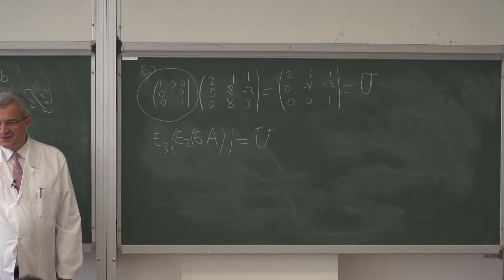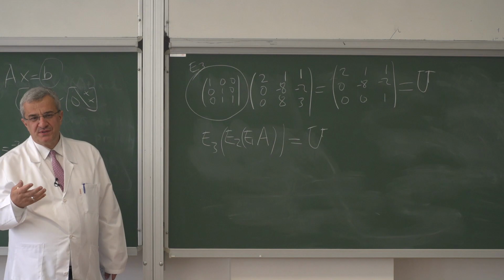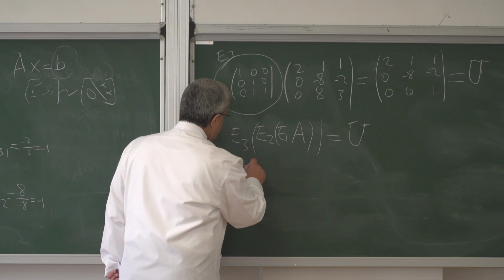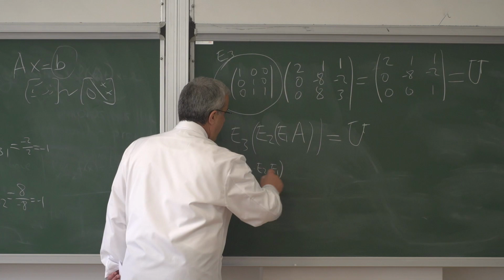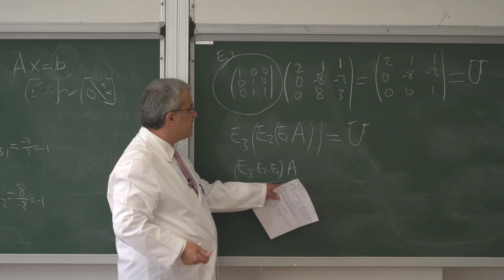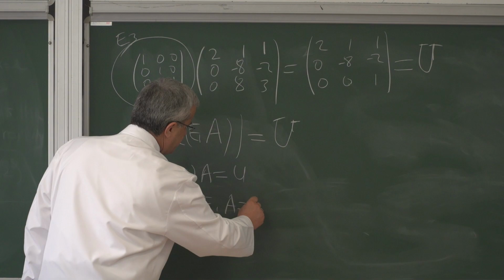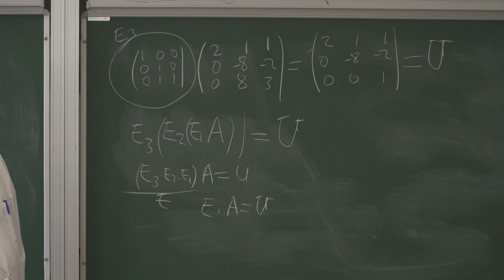As we proved last week, matrix multiplication has the associative property. That means it doesn't matter which order you multiply them. So I could first multiply E3, E2, and E1, and obtain a matrix, and multiply this matrix with A, and that's going to give me U, okay? I call this E. So you have a matrix called E such that when you multiply with your matrix, the result will be upper triangular, okay?